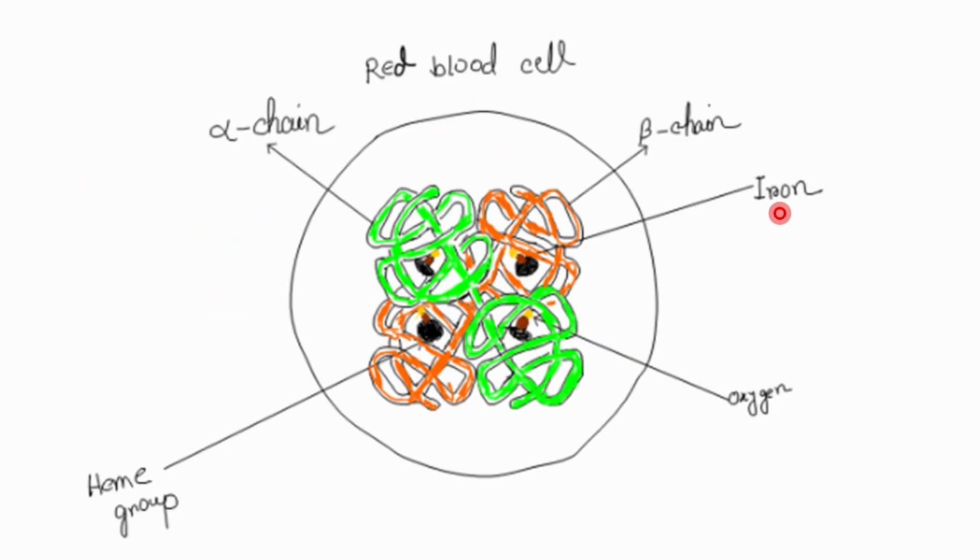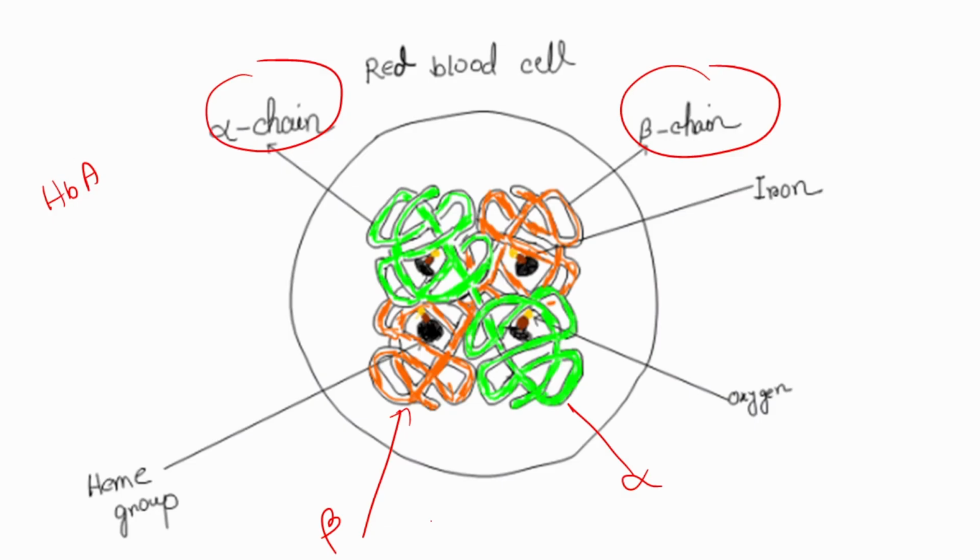Hemoglobin is a complex tetrameric protein, meaning it is built from 4 distinct polypeptide globin chains. 1, 2, 3, and 4. These are polypeptide globin chains. If we look at normal adult hemoglobin, known as hemoglobin A, it consists of a pair of alpha chains and a pair of beta chains.